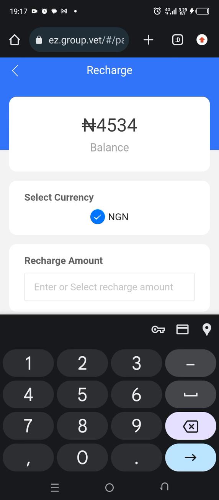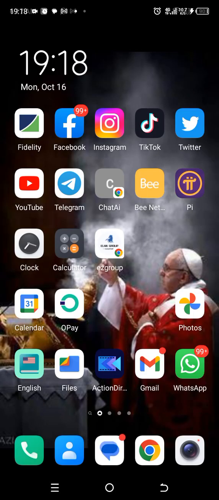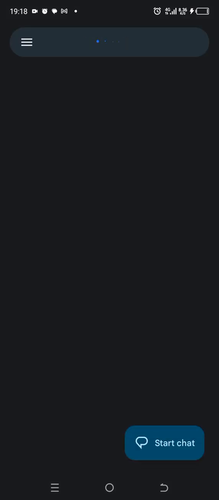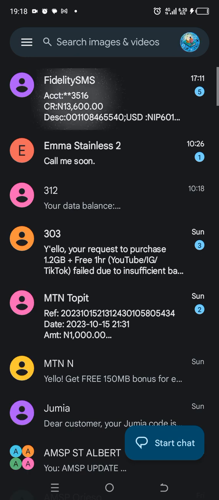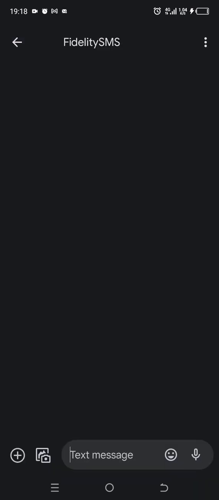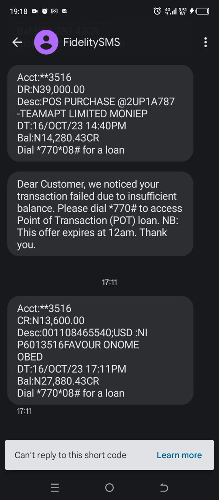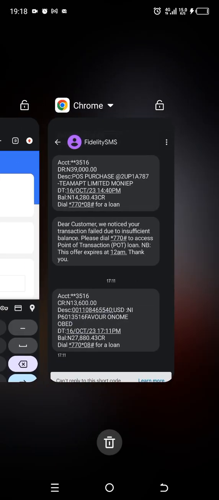Let's say 25. Let me be sure that I have that as account balance. Let me see if I have up to 25 in this account. Fidelity. All right, I have up to 25 in this account. So I think what I can do now is to just continue.